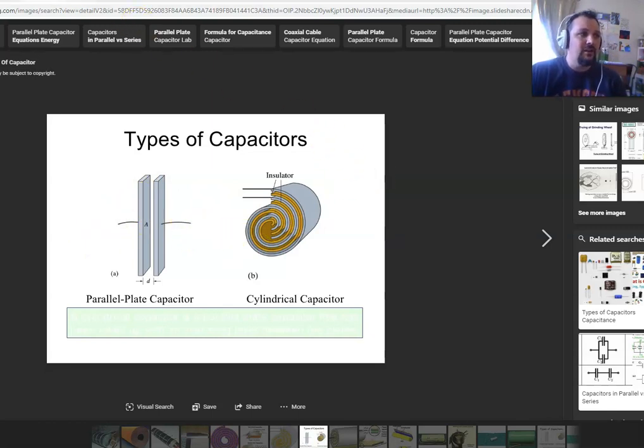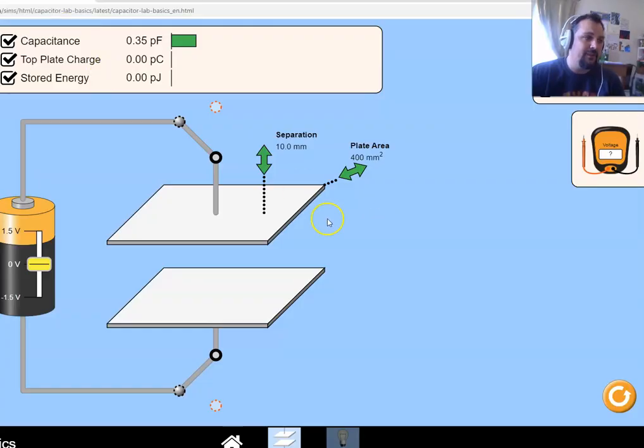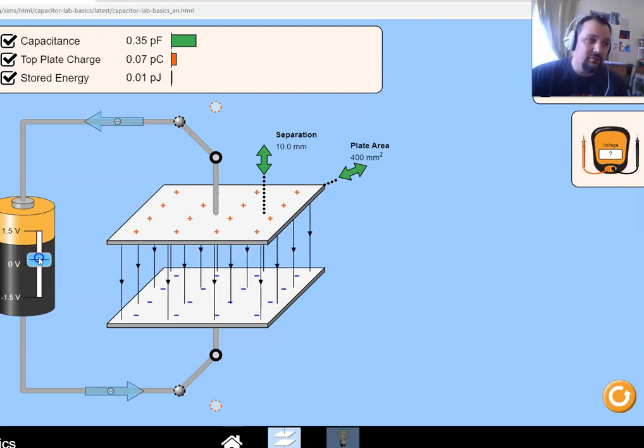Alright, so in our quick simulation, talking about a capacitor and how they function, this would be a parallel plate capacitor. I can store charge on it by applying a voltage. So right now I've got 16 positive charges here, 16 negative charges here, and you have an electric field between them.